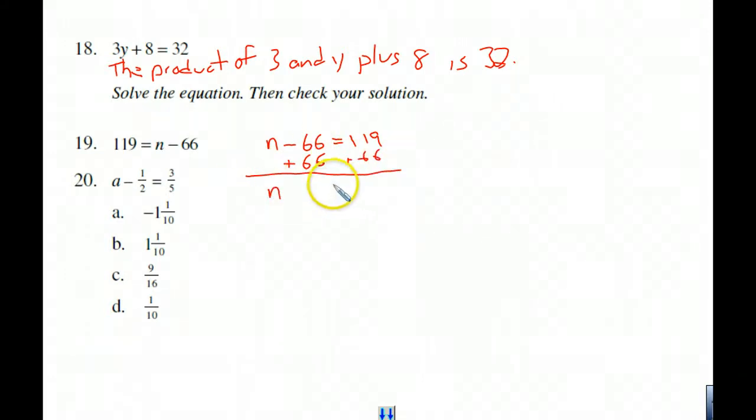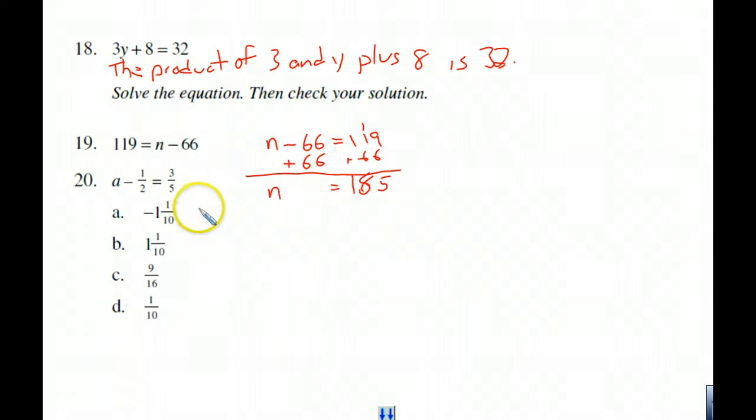Okay, so we have n equals 9 plus 6 is 15, so we got to carry that 1. And we got 6, 7, and 8. And bring down the 1. So 185. So if we plug it back in, 185 minus 66 should equal 119.